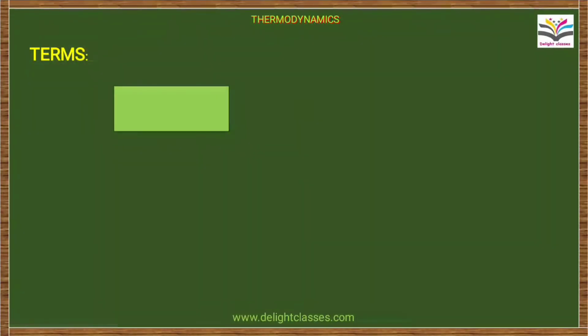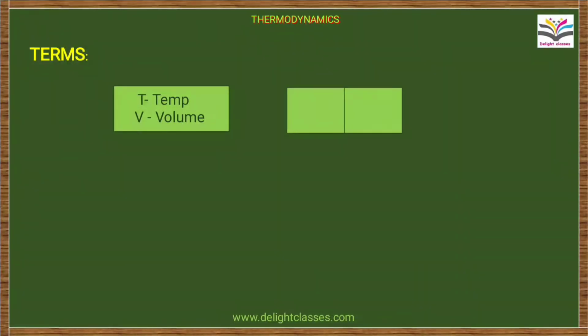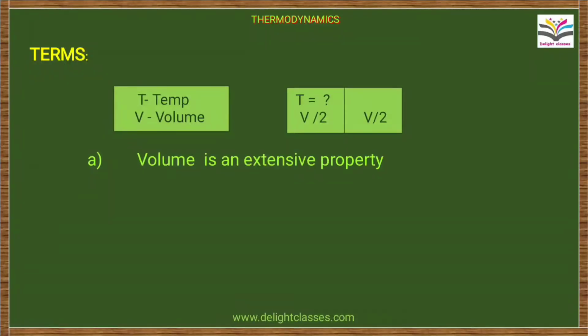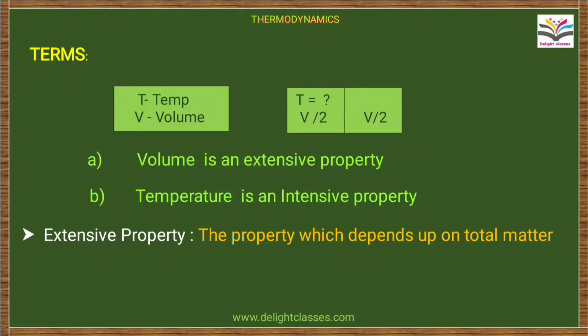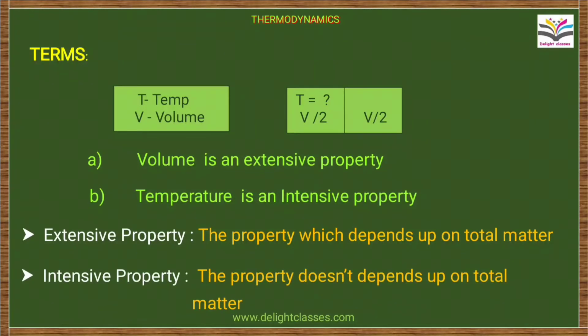If a system at temperature T, volume V, is made into two, volume becomes half. What about temperature? Volume is an extensive property. Temperature is an intensive property. Extensive property, the property which depends upon total matter. Intensive property does not depend upon total matter.